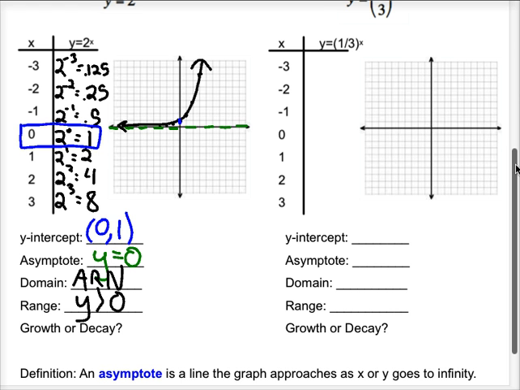All right, and for the range, or not range, I apologize. For growth and decay, growth means that as x increases, it's going to be exponentially getting bigger. Decay means as x increases, y is going to be decreasing exponentially. So I think you can see here, definitely an increase, definitely going up. So this is going to be an example of a growth function.